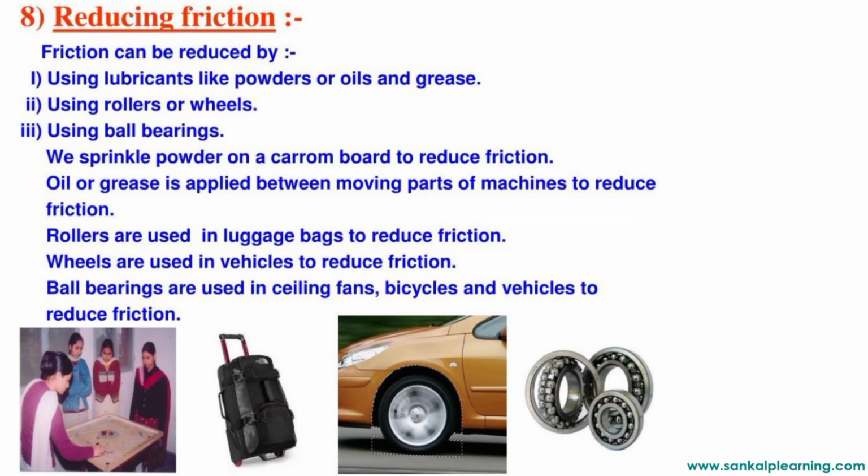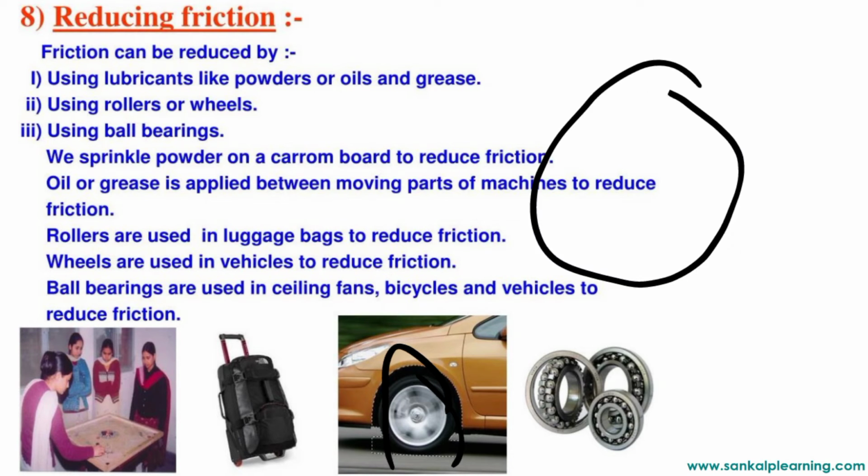Wheels have certain treads or designs on them which help manage friction. Ball bearings are used in ceiling fans, bicycles and vehicles to reduce friction. Here you can see the ball bearings. It is a steel structure which has an outer ring and an inner ring. Here this is the outer ring and this is the inner ring.